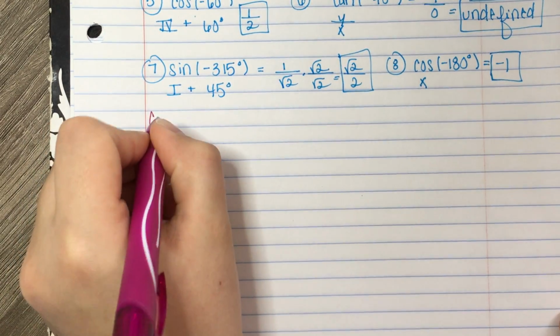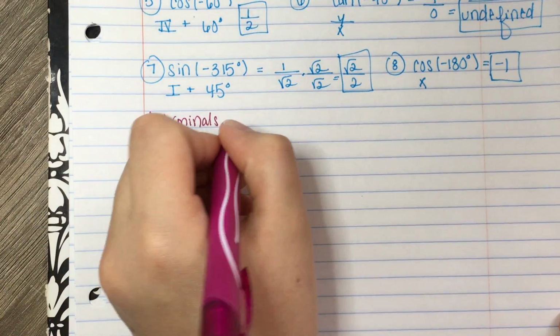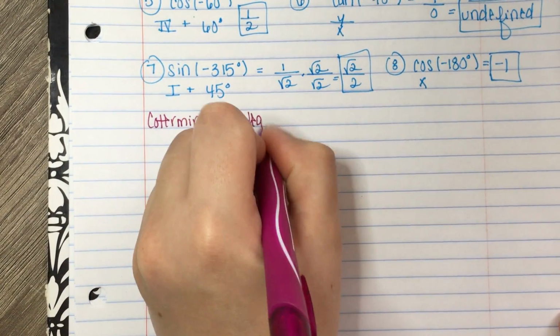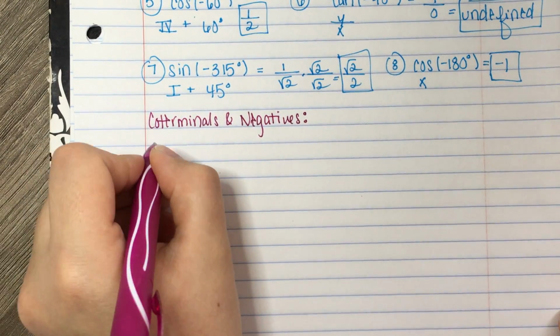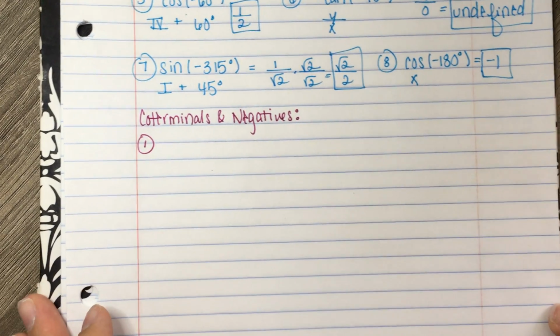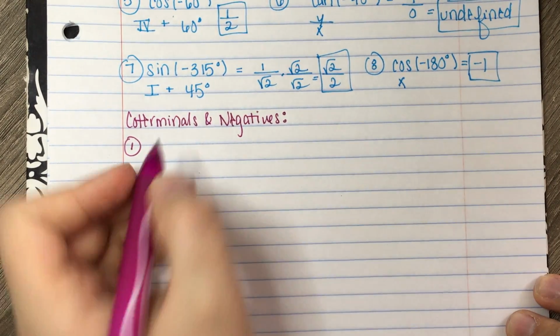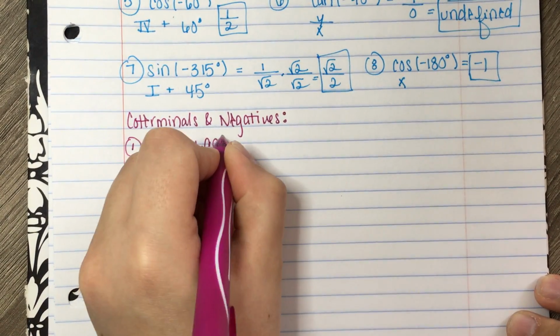Coterminals and negatives together. And then this is the last thing we have to do with exact values. Yay! Number 1, starting the numbering all over again, different color here. Now putting together the 2 things we learned in this video. Sine of negative 690 degrees.